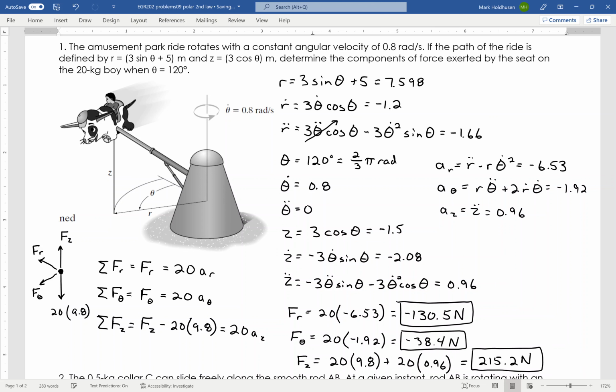So again, set things up, recognizing that all of my equations are given in polar coordinates. I then set everything up in polar coordinates. You have to go through that whole process to find those accelerations. But once you do that, it becomes a pretty easy problem to move forward with.